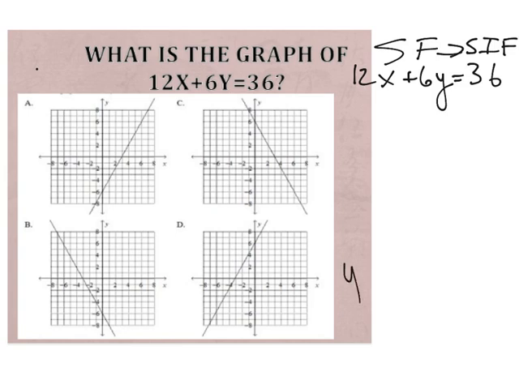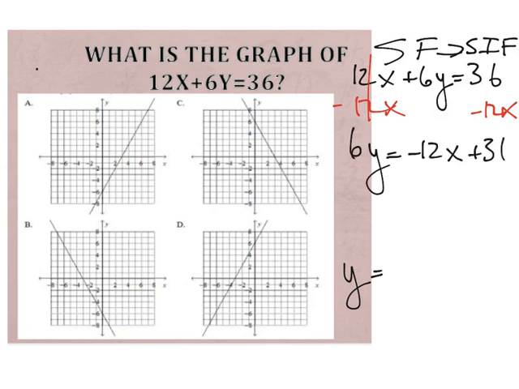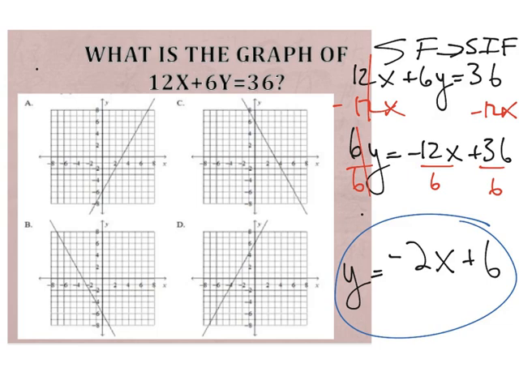Okay, so all I really do is get in y equals. Well, to do that, I'm first going to minus 12x both sides. 12x on both sides, that goes away. I'm left with 6y equals negative 12x plus 36. Let's go ahead and divide out 6 to all terms. And we're left with y equals negative 2x plus 6. Okay, so this is what we're working with now.